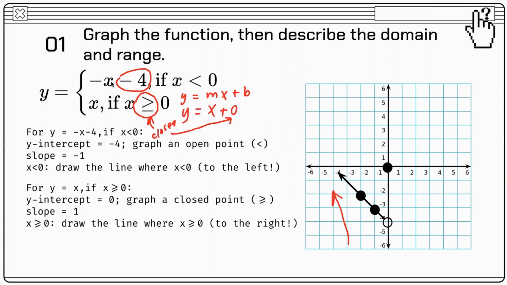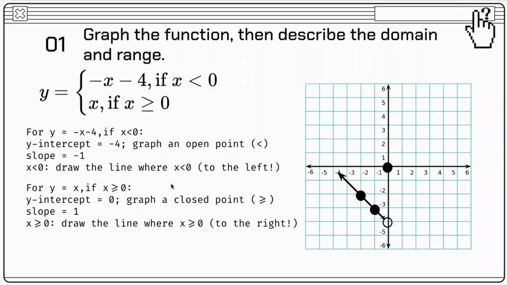And from there, look at your domain. It's x is greater than or equal to 0. So you want to draw your points where x is positive. So that would be to the right of your y-intercept, where your x values are positive. Now from here, we can go ahead and use the slope given in our equation, which is 1, or 1 over 1, to draw our other points. So if our slope is 1 over 1, you want to rise 1 unit and run 1 unit to the right, and you can plot a point there. You can keep doing that until you have a few points. Then connect them with a line.